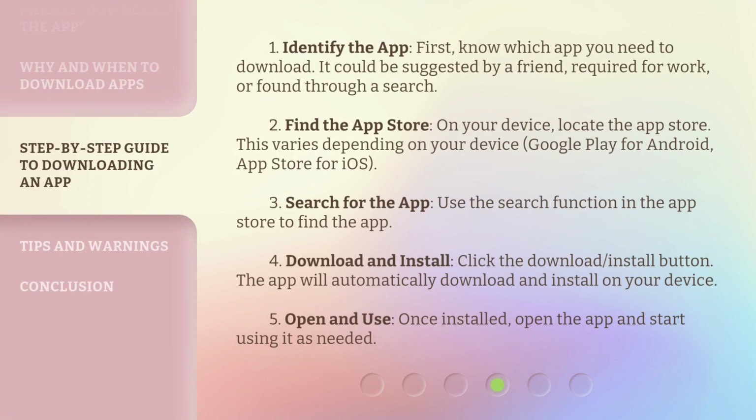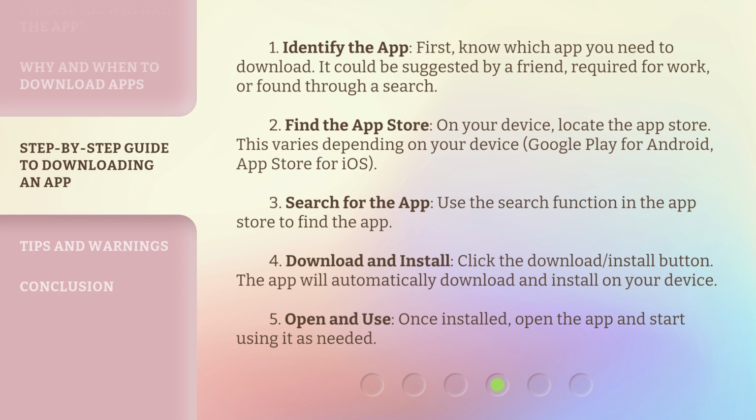1. Identify the app. First, know which app you need to download. It could be suggested by a friend, required for work, or found through a search. 2. Find the App Store. On your device, locate the App Store. This varies depending on your device. Google Play for Android, App Store for iOS.